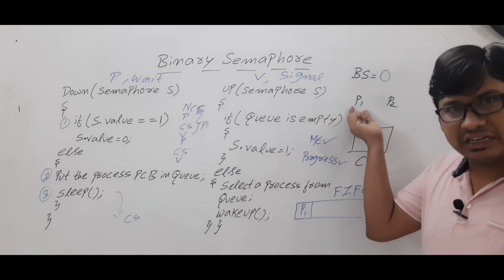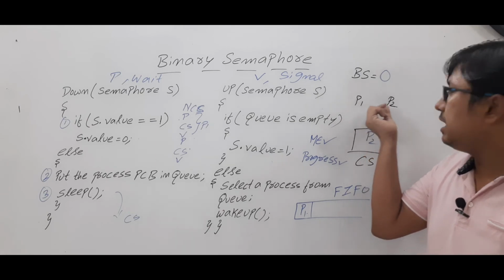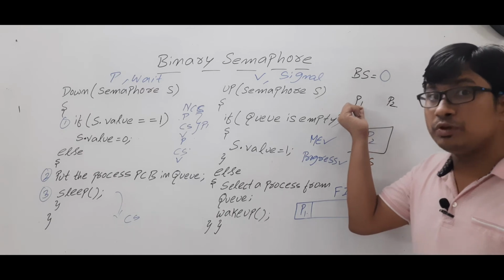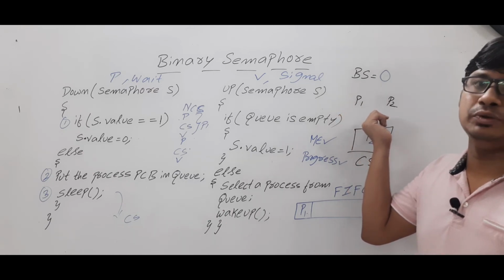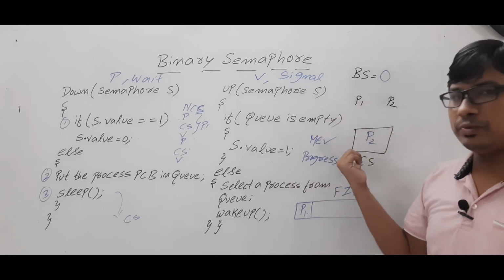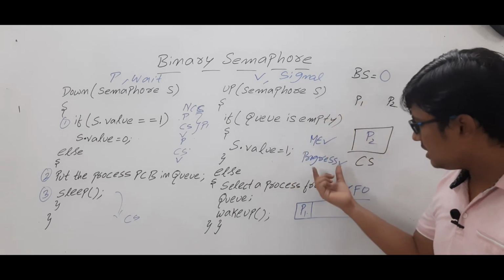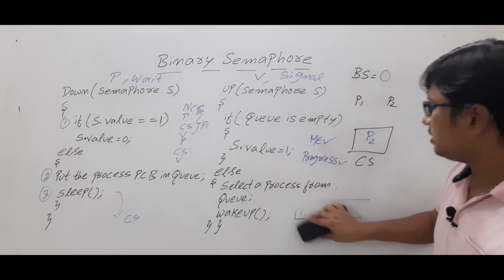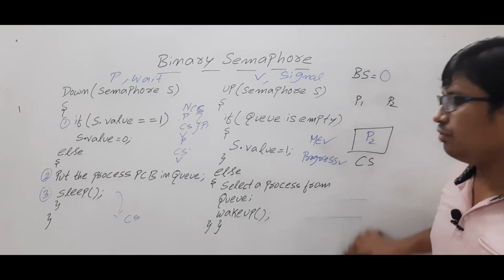If process P1 does not want to enter into the critical section and process P2 wants to enter into the critical section, now process P1 should not stop process P2. If it stops, then progress is not achieved. If it does not stop process P2 and P2 enters into the critical section, then progress is achieved. Is it clear? So this is the way the binary semaphore works.